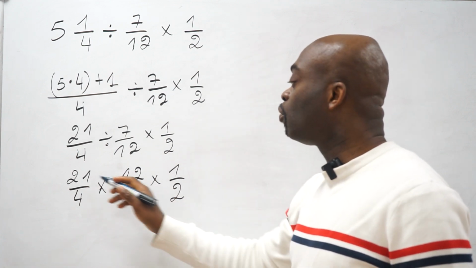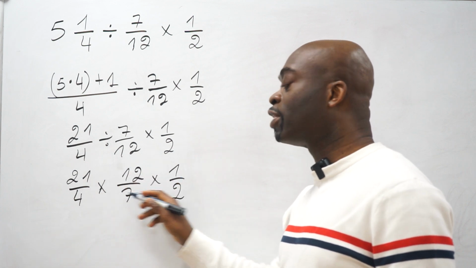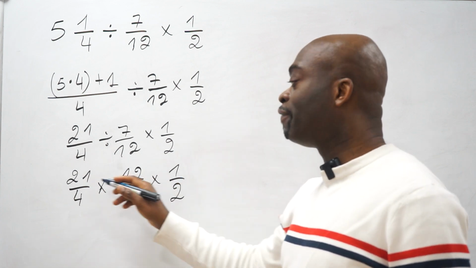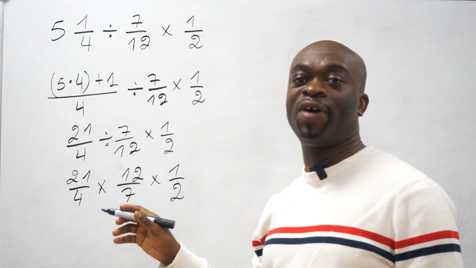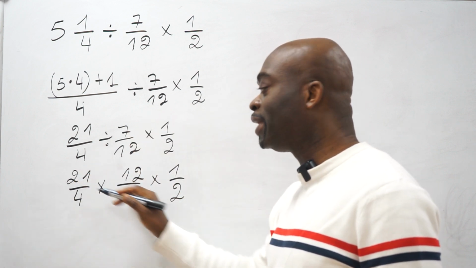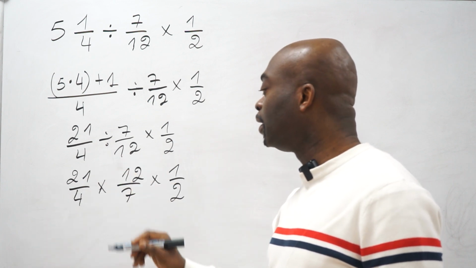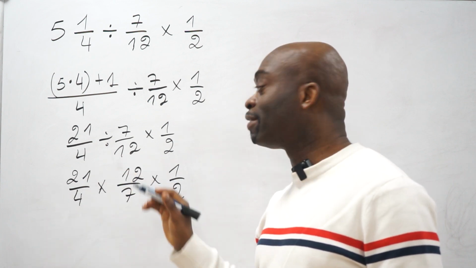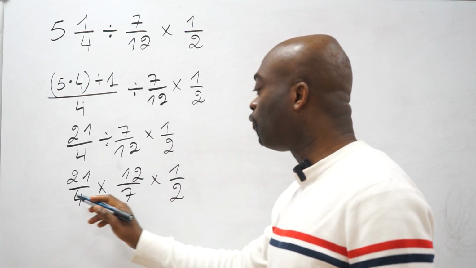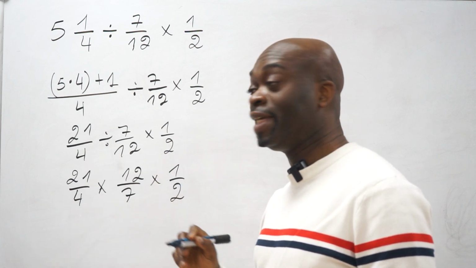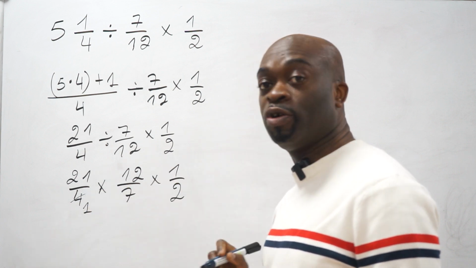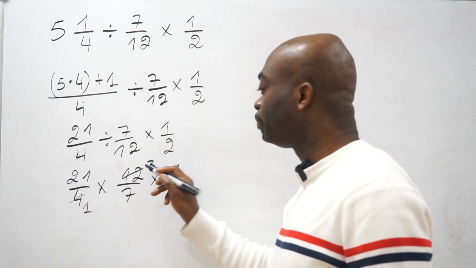Then we have to multiply straight across, but before you do that, it's always better to find out if you have any numbers you can simplify, top and bottom. It can be vertical, it can be diagonal, but you cannot simplify straight across. So what can we do here? 4 and 12. Can we simplify? Yes, because 4 goes into itself 1 time, and 4 goes into 12 3 times.